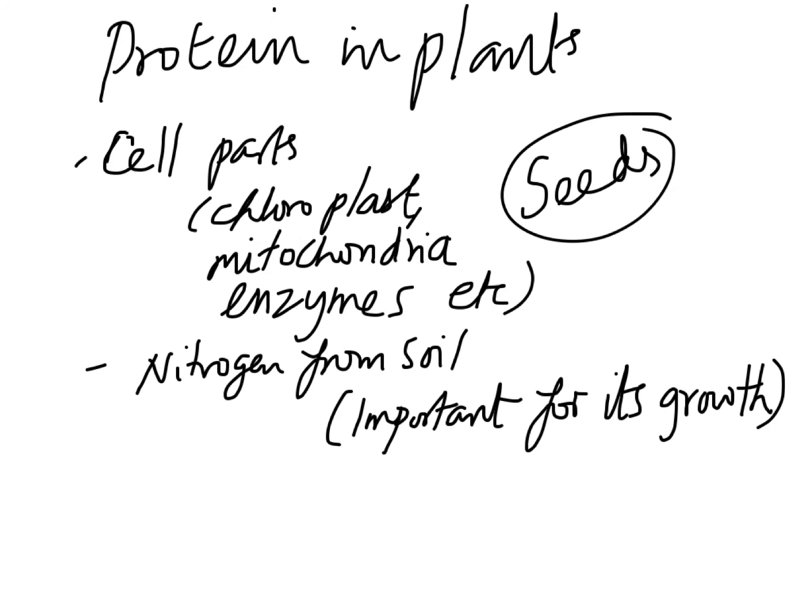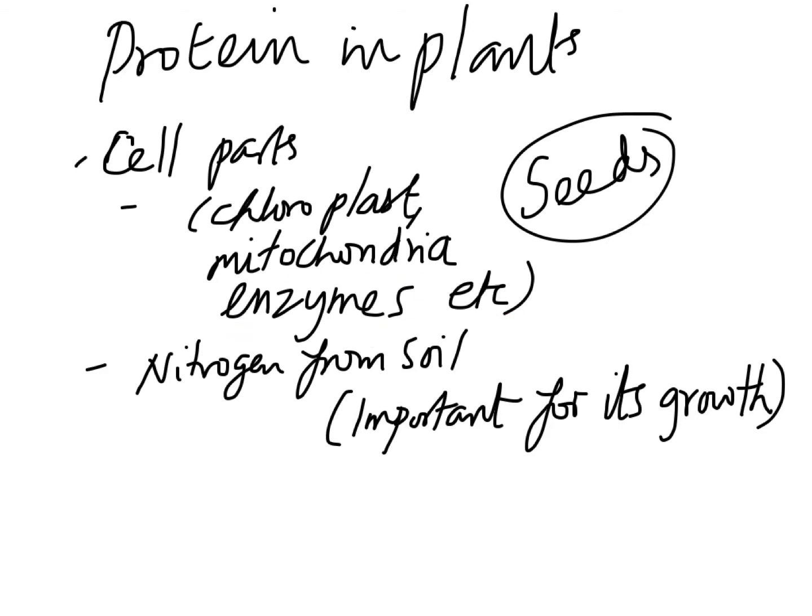Plants also have protein, and protein is really important for plants, for their growth and repair of damaged parts. So just to name a few, chloroplasts, most of the cell parts contain protein. For example, chloroplast is made up of protein, not just protein, but mostly protein. Mitochondria, again, protein is involved there. So mitochondria is mainly made up of protein.